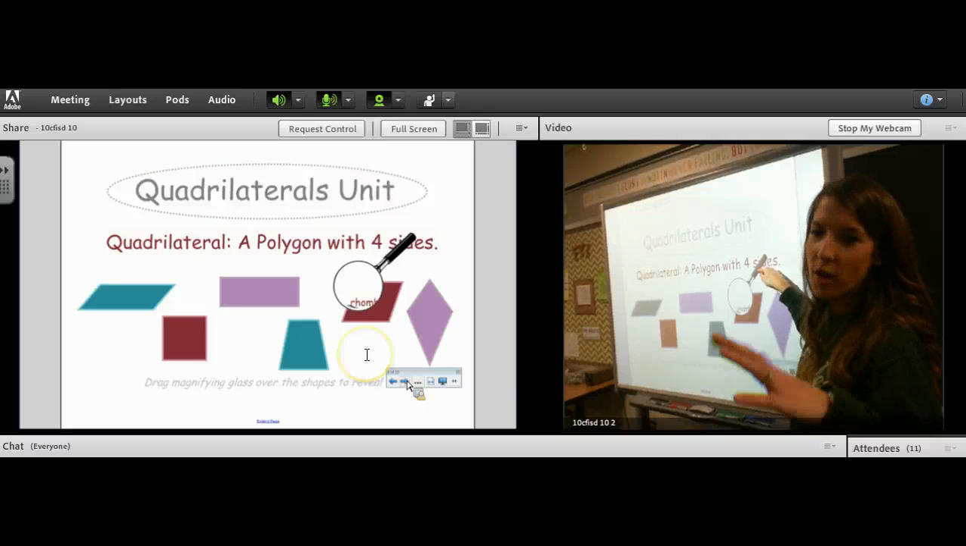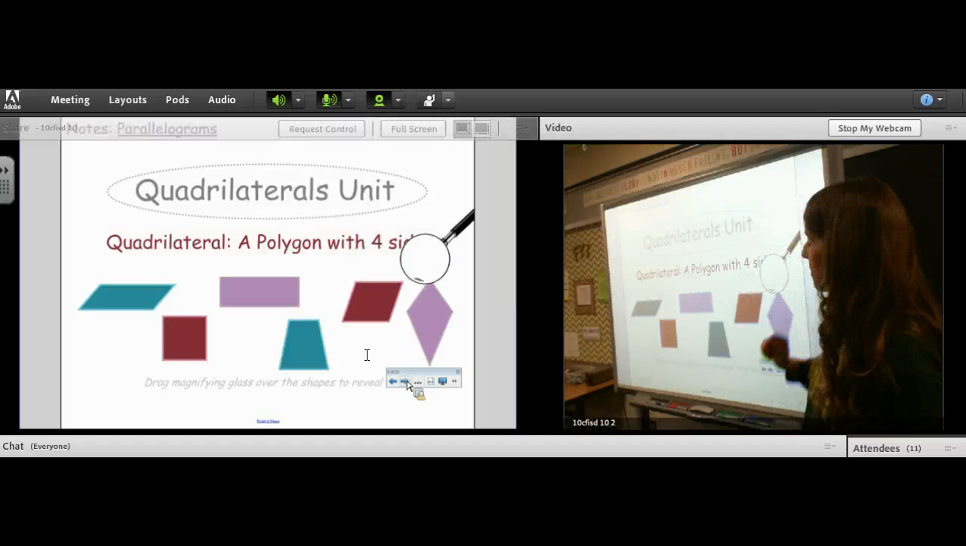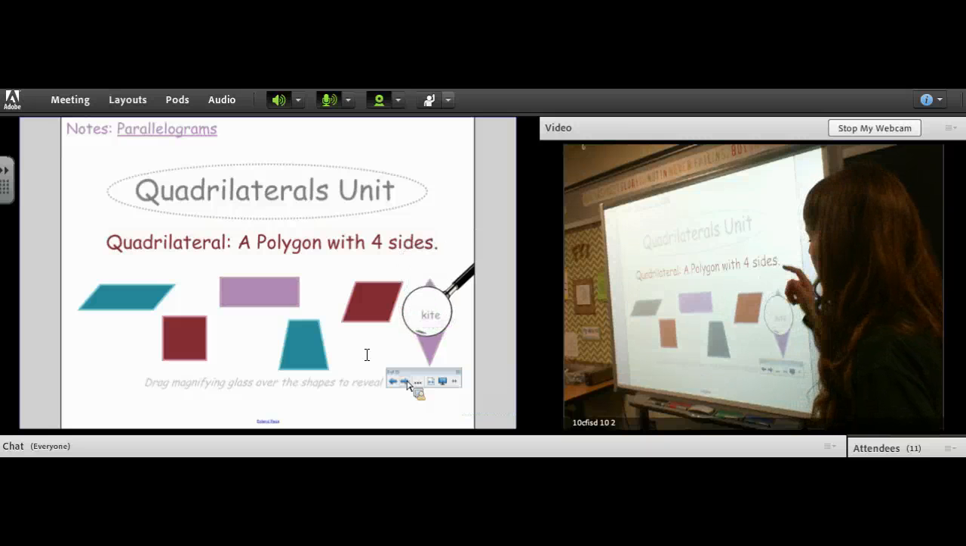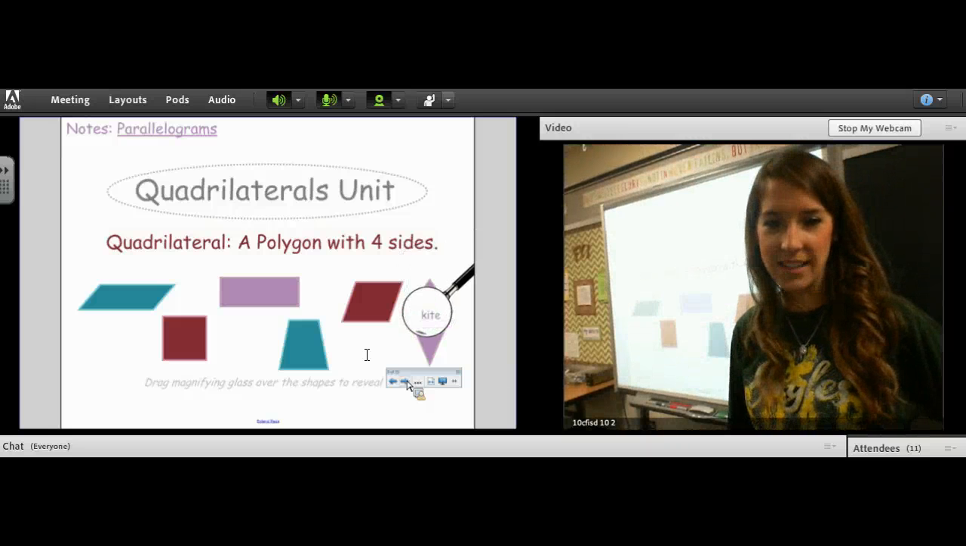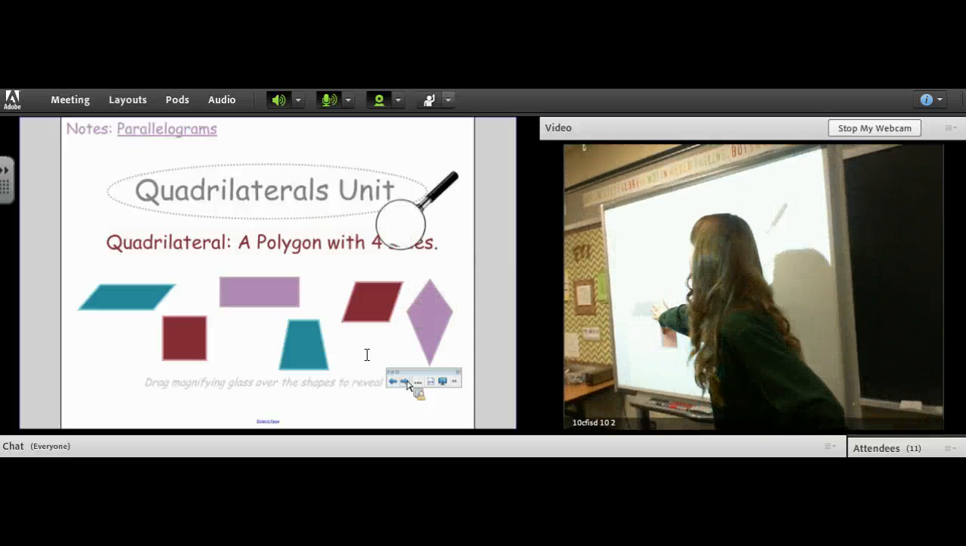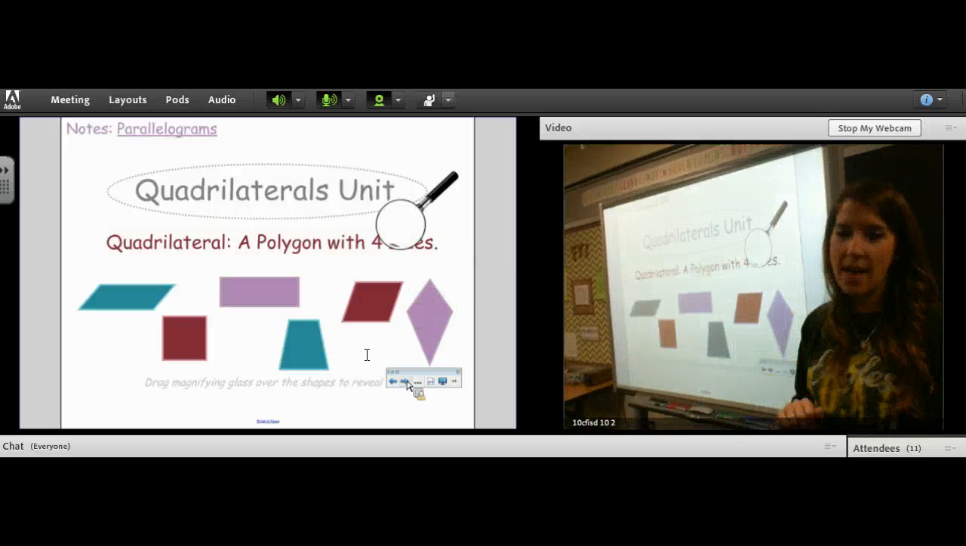No, none of them are, they're all quadrilaterals. We're being more specific. And this last one, does anyone know what that last one is called? Good job, Adriana. That is called a kite. It sure is. So those are going to be the shapes we're going to study, and we're going to do it in that order. Okay?